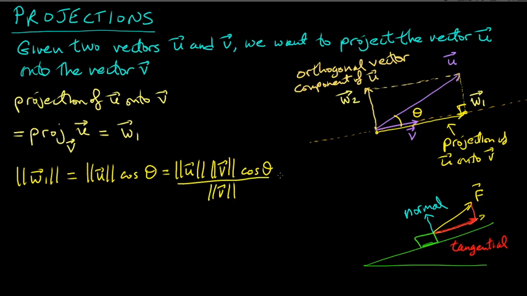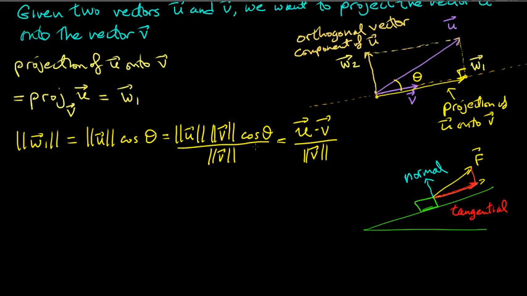So why would I do that? Well, look at the numerator. Where have we seen this before? The magnitude of u times the magnitude of v times the cosine of theta. Yep, that's just the dot product, remember? But now we have to divide by the magnitude of v here. So there you go. Right, that's going to be the magnitude of the projection vector, W1.